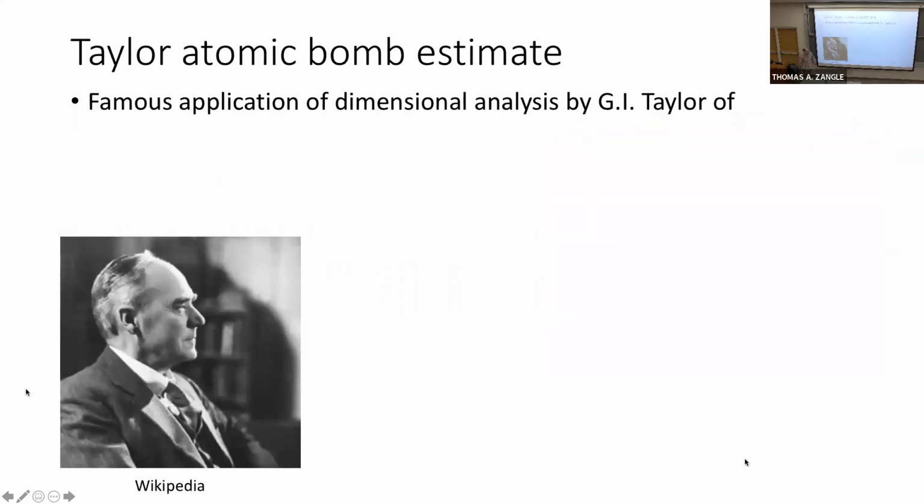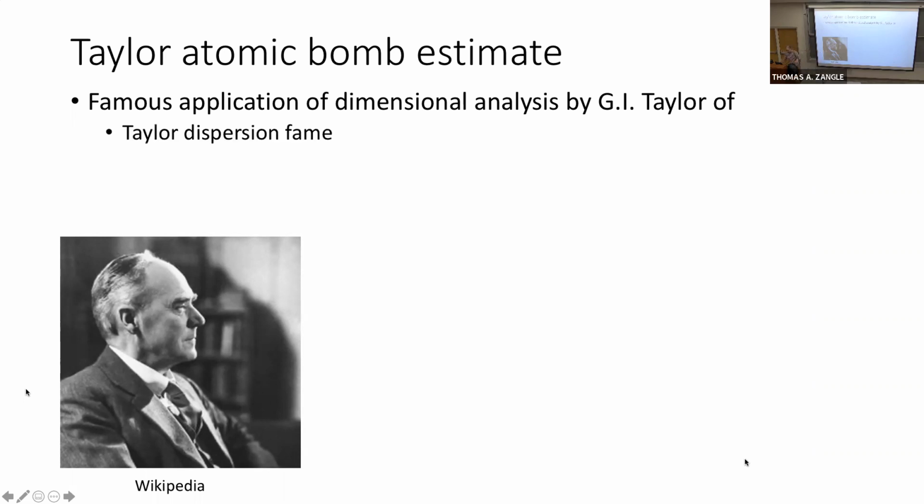All right, so I just want to return here. We started this section by using the Taylor atomic bomb estimate as an example of the power of dimensional analysis. From photographs that were publicly available in Life magazine and some dimensional analysis, Taylor was able to figure out the power of the atomic bomb.